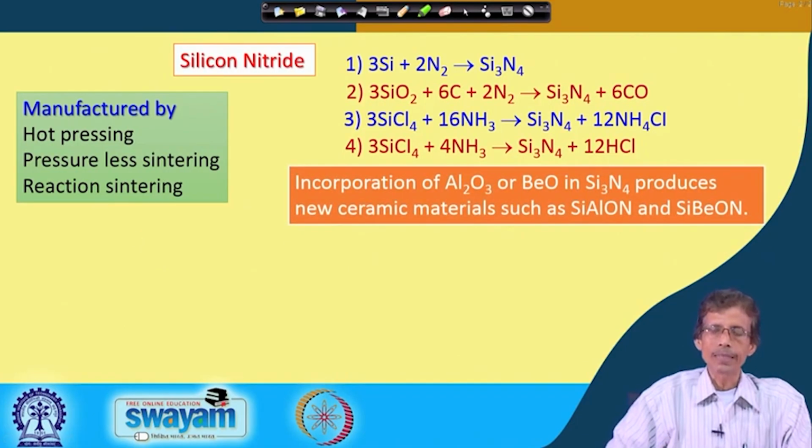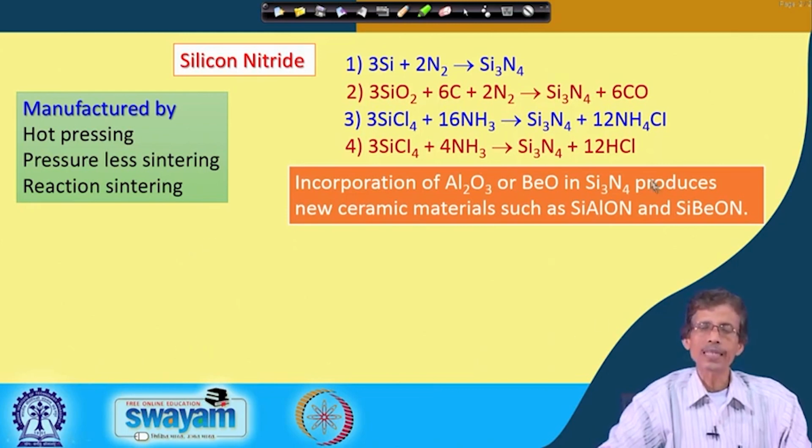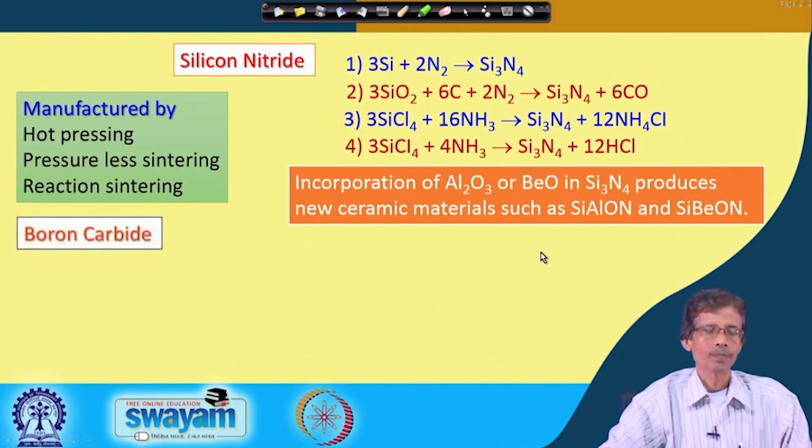So, in all these materials we can also incorporate some of the oxide materials. So, the incorporation of alumina and beryllium oxide in the material of Si3N4 basically produces another new variety of ceramic material. So, this new variety is known as SiAlON or SiBeON. So, further improvement of the quality of these silicon nitride based materials can be achieved again by addition of the oxides.